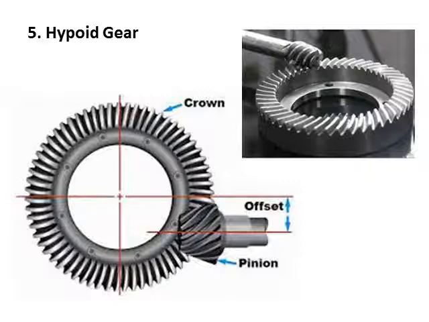If the axis of the driver or pinion gear with respect to the larger or crown gear are not intersecting each other at 90 degrees, but are at a right angle to each other, then the special arrangement is called a hypoid gear.